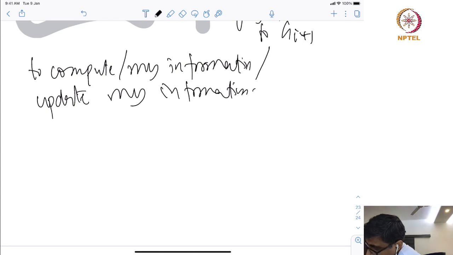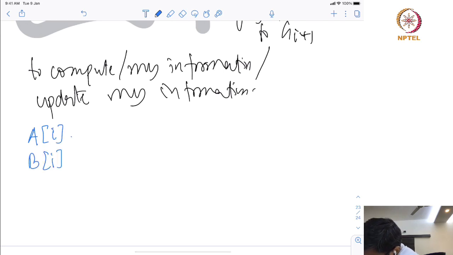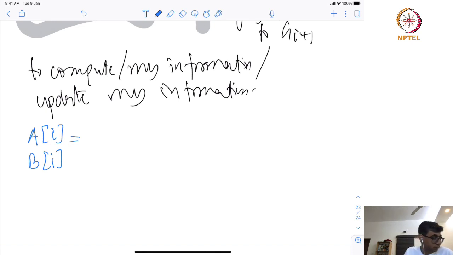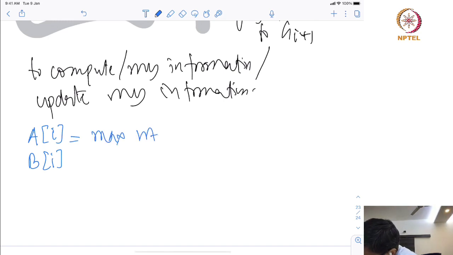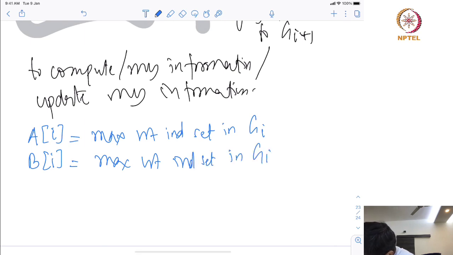So, for example, I am going to store the following information. For max independent set, I am going to store information, say A_i and B_i. What is this? A_i is nothing but the max weight independent set in G_i, and B_i is the max weight independent set in G_i that does not contain v_i.